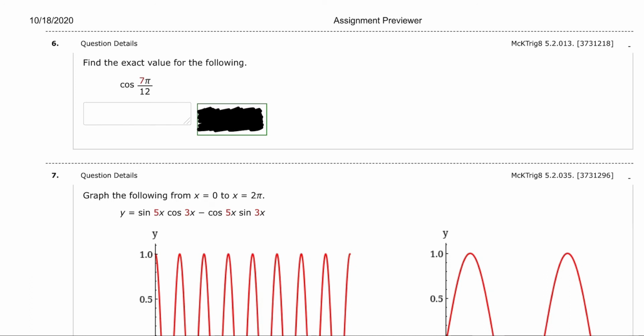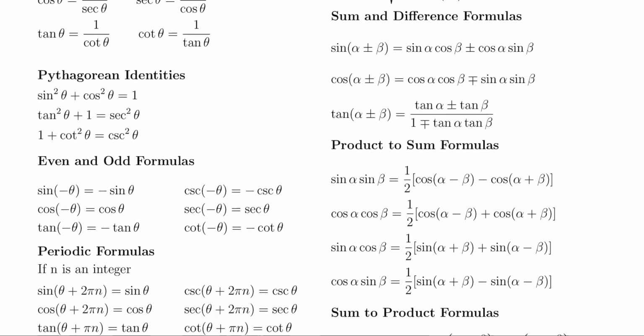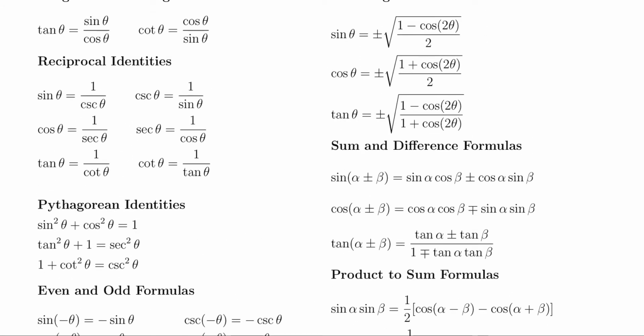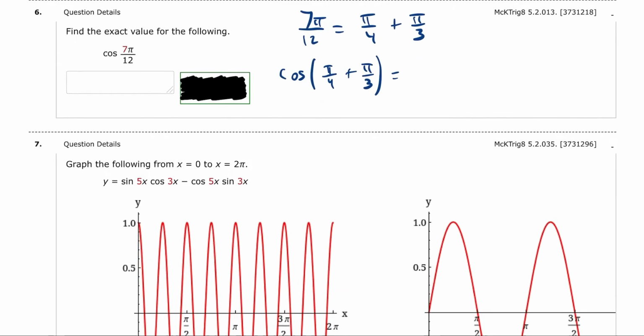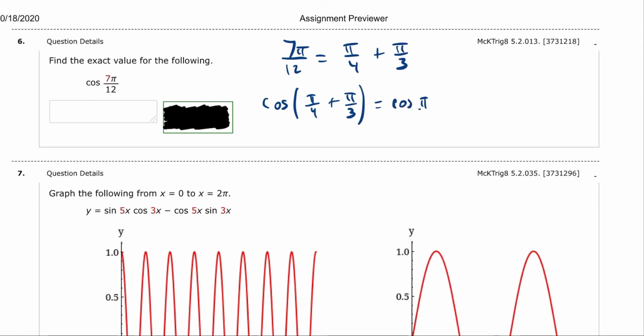This one's a little bit harder, but you should be able to recognize that 7π/12 is the same thing as π/4 plus π/3. You can verify that. And so now we can use a sum formula for cosine. The formula says cosine plus would be minus: cosine cosine minus sine sine.